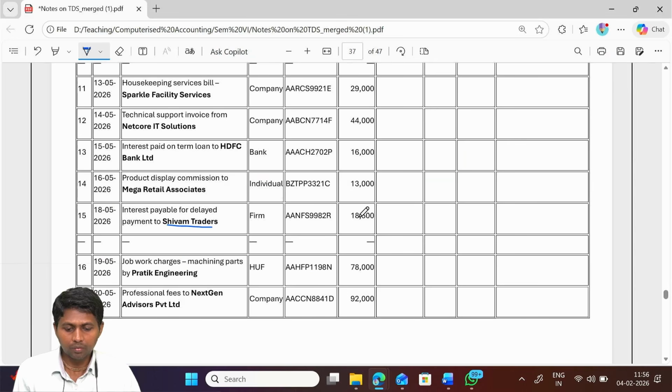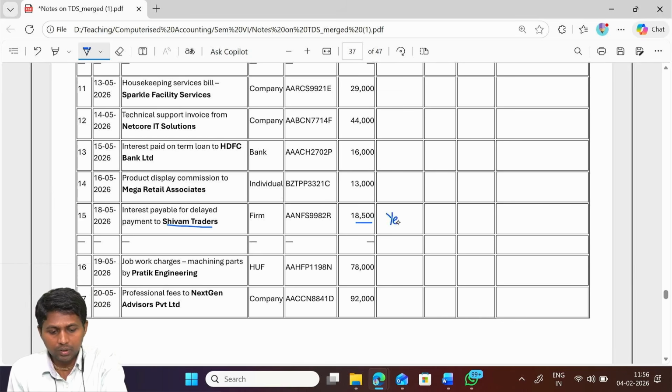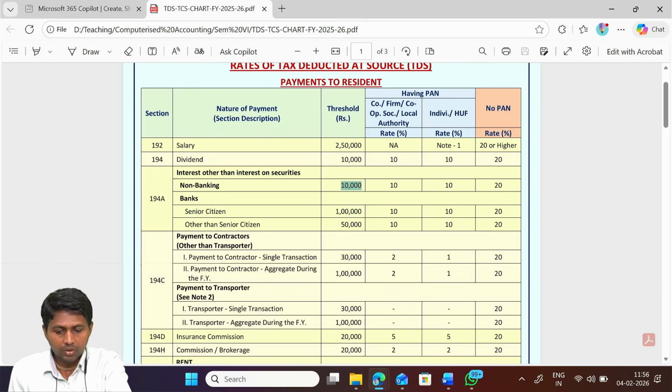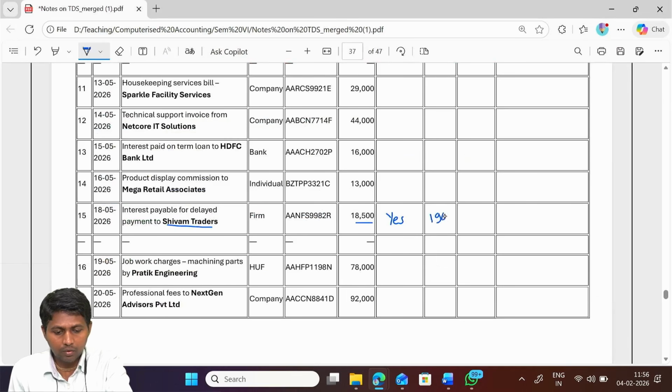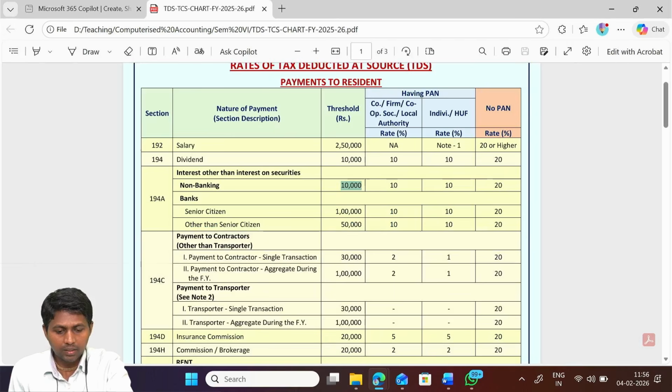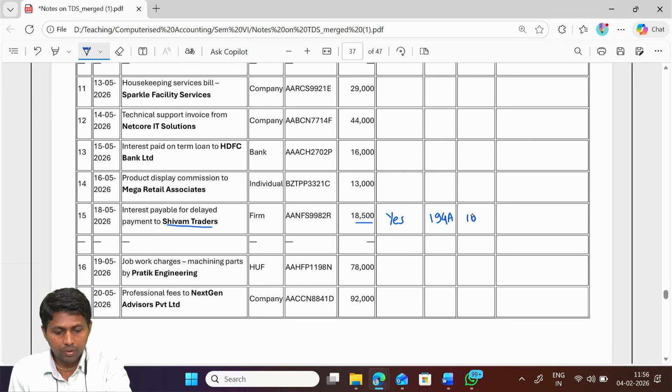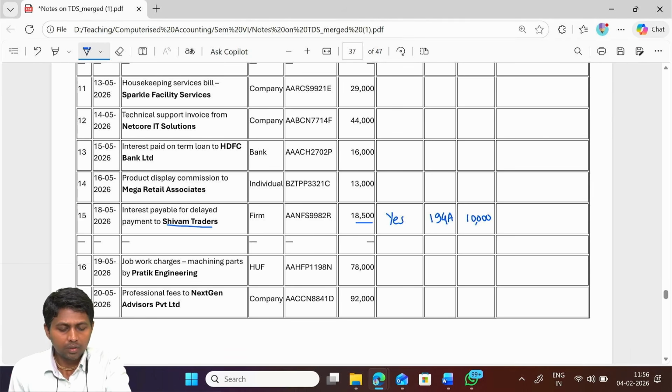Now here we have paid 18,500. Then tell me whether TDS will be applicable or not. Yes, TDS will be applicable. Then which section? Check section 194. Therefore, write 194A. Then write the threshold limit. We have a threshold limit of 10,000, so just write 10,000. In 194C, you will get two limits, single bill and cumulative. Here, no two limits, only one single limit. Write just the amount of that limit, and then they are asking us to write the entry.